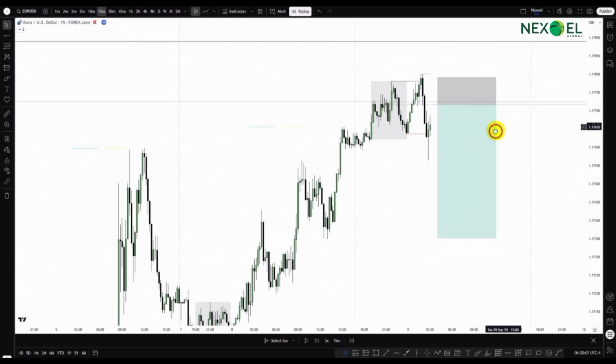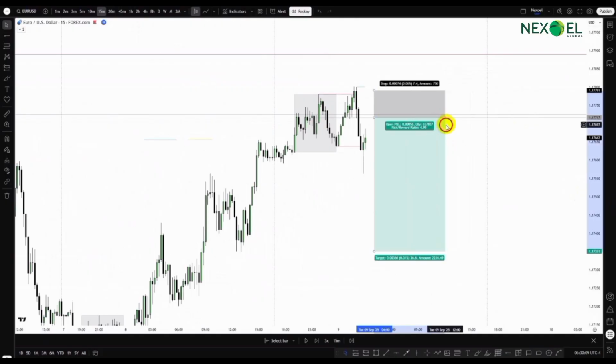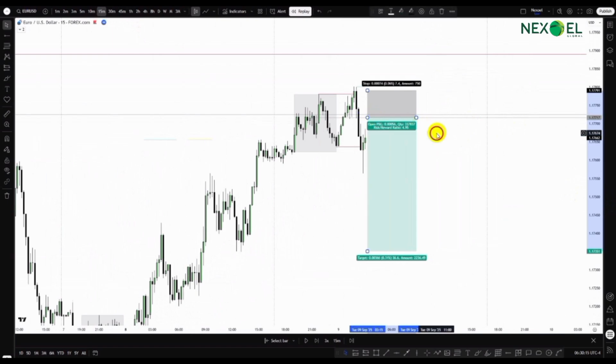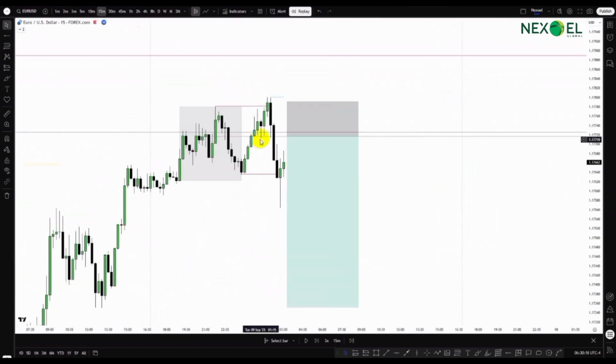So we have our entry zone established. You can decide to refine that in the 15-minute time frame. So we have here as our entry. You can also see in the 15-minute time frame we have what? A bearish fair value gap resting here.